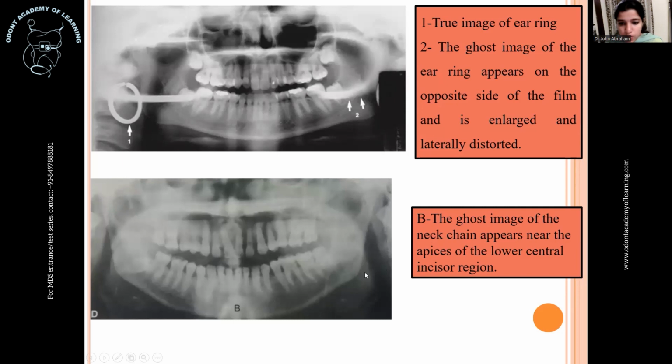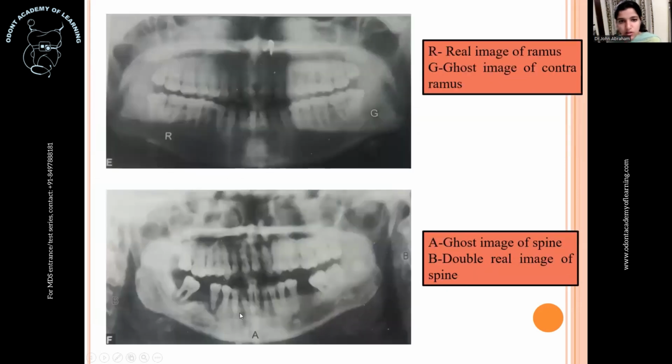So this is another ghost image, of the neck chain. If the patient has worn a neck chain, it has come in the apices of the lower anterior teeth. You can see a ghost image that is being distorted. Next is patient positioning error, which has caused the real image, the ghost image of the ramus, to come in the opposite direction. So this particular area is being distorted.